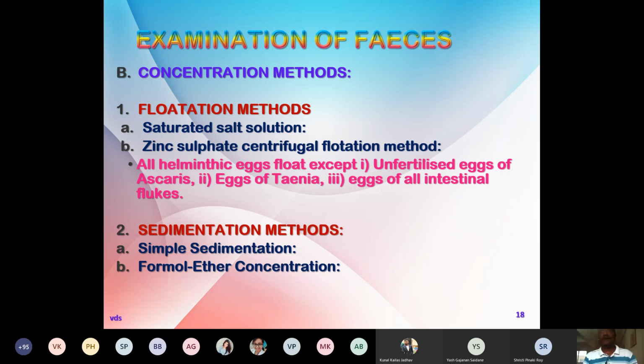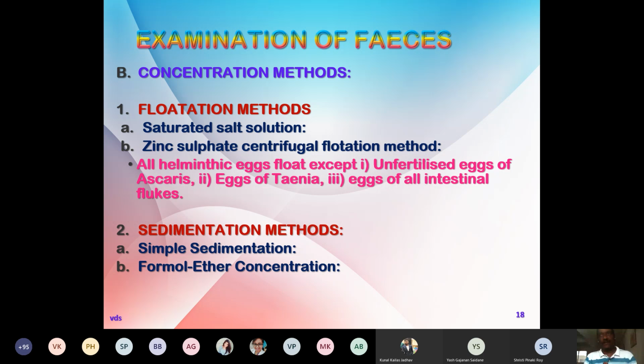Now, in this technique, the only difference is that centrifugation is done after making an emulsion of the stool specimen, so that the larger coarse particles of the feces settle at the bottom, and only the eggs, which have a low density as compared to the solution, float onto the surface. Now, which are the particular eggs which are not seen in the flotation method? All helminthic eggs float, except unfertilized eggs of Ascaris, where the ovum is atrophied and becomes heavy.